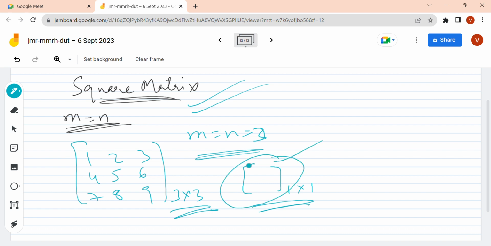Sir, can you tell whether this is a row matrix or a column matrix? No. In a row or column matrix, only one particular one, either row or column, is 1. Here both are 1. So it's a square matrix. Both are equal. So it's a square matrix. Okay. Please take a screenshot of it.